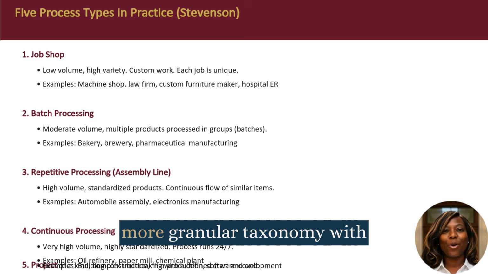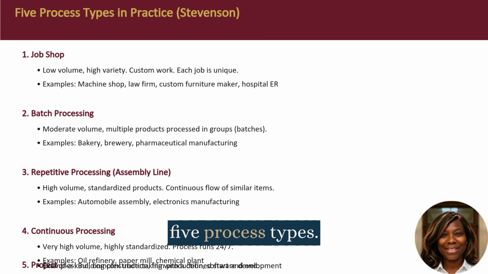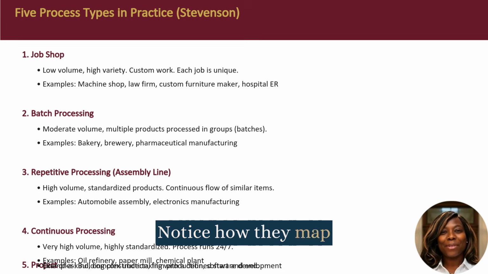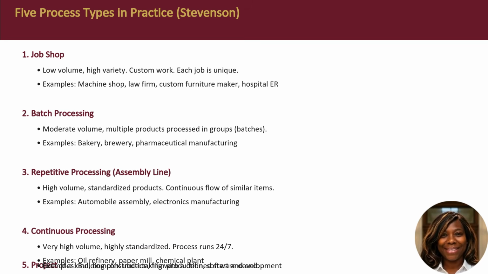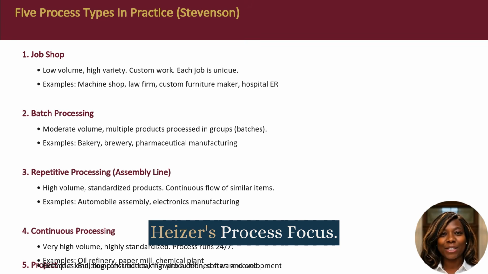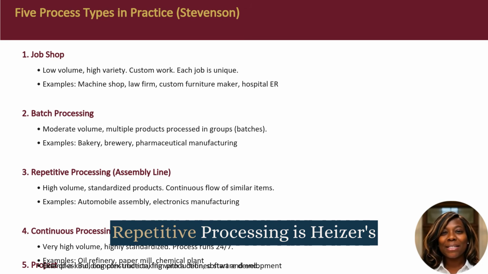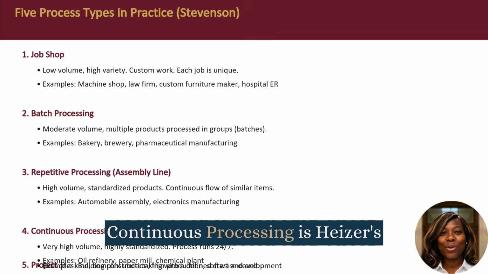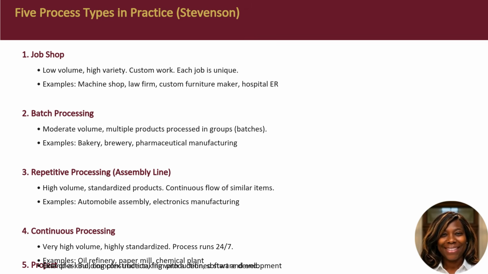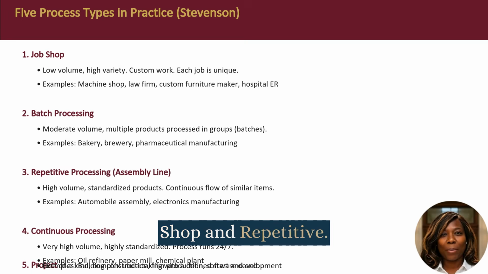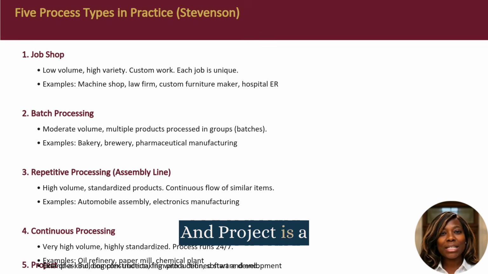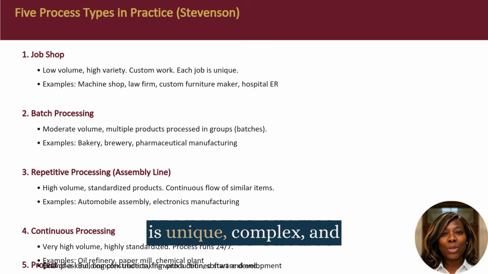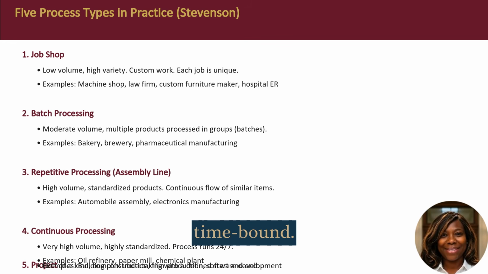Stevenson offers a slightly more granular taxonomy with 5 process types. Notice how they map directly onto Heizer's 4 strategies. The job shop is Heizer's process focus. Repetitive processing is Heizer's repetitive focus. Continuous processing is Heizer's product focus. Batch sits between job shop and repetitive. And project is a special case. It is unique, complex, and time-bound.